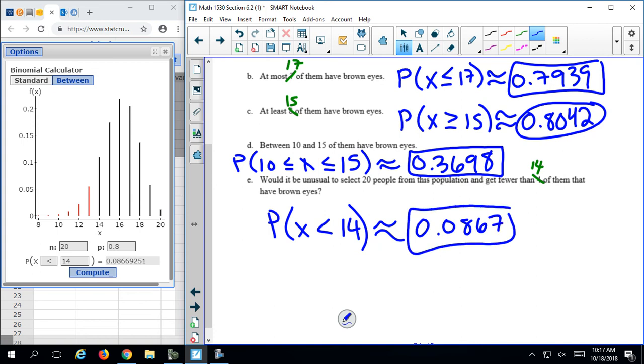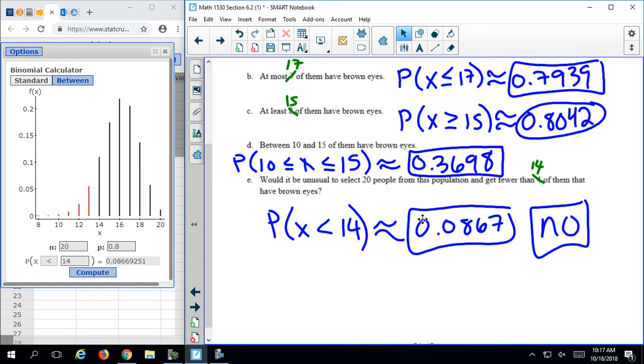So is that unusual? No. So the answer is no, because the probability is not rare enough. It's not less than 5% or 0.05. Everybody good?